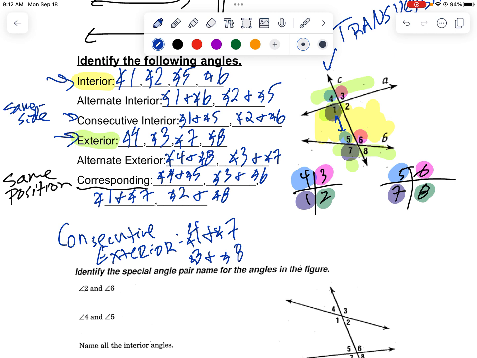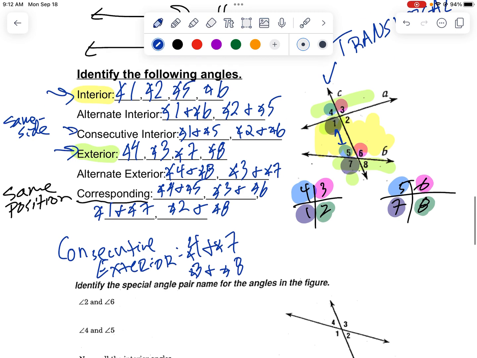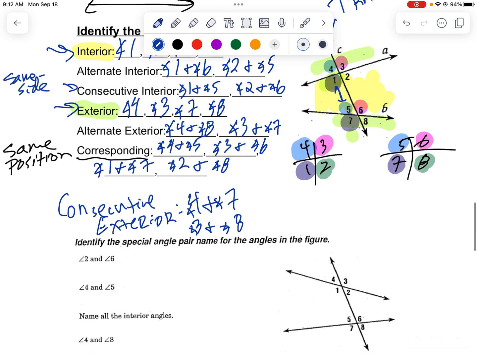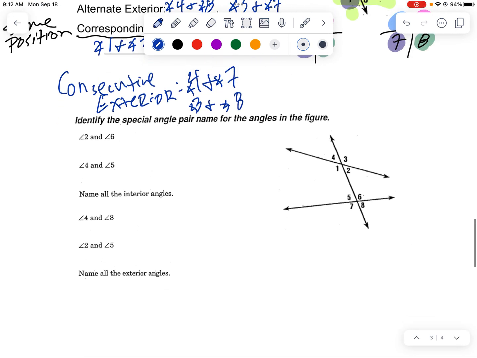All right. Identify the special, so those are the different types of angles. We have interior versus exterior, and then the special ones inside. So what we're going to try and do for this one is just to identify the angle pair names of the angles in the figure, okay? So what does that mean? It's asking you what type of angles are 2 and 6.